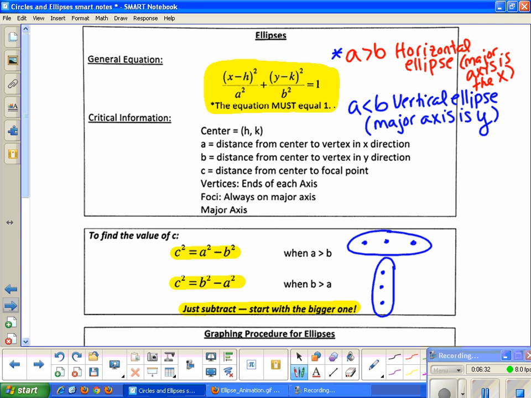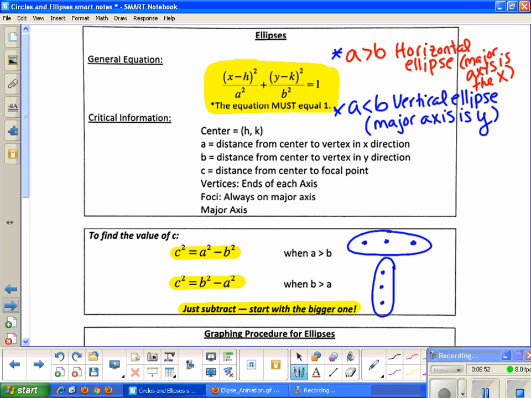If the a value is less than the b value, then you have a vertical ellipse, which means the major axis is on the y, and your vertices would be on y. Now, it's a little bit different for the equations in your book. They switch the a and the b, but I think that's kind of confusing, so we're going to use these. The center for this is h and k.